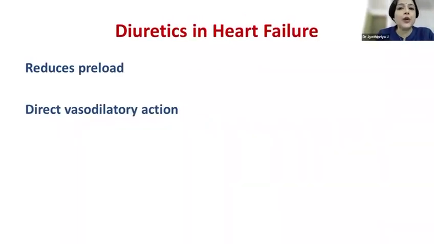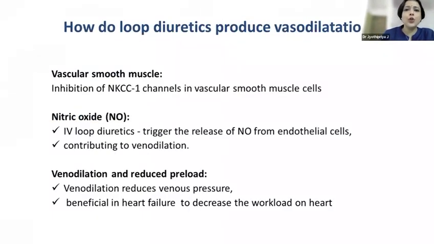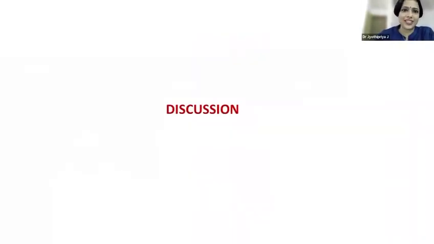Now coming to the use of diuretics in heart failure, it reduces the preload, and diuretics, especially loop diuretics, have a direct vasodilatory action. So it is beneficial in heart failure. So how do loop diuretics produce vasodilatation? One, they act on vascular smooth muscles and inhibit the sodium potassium chloride channels in the vascular smooth muscles. And intravenous administration of loop diuretics triggers the release of nitric oxide from endothelial cells, contributing to the venodilatation. So this venodilatation reduces the venous pressure and is beneficial in heart failure, and it decreases the workload on the heart.